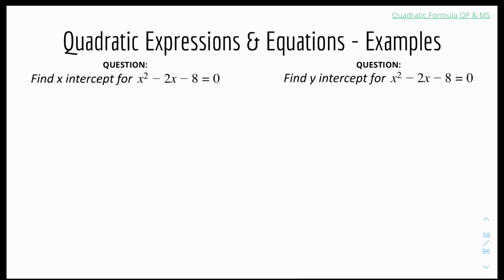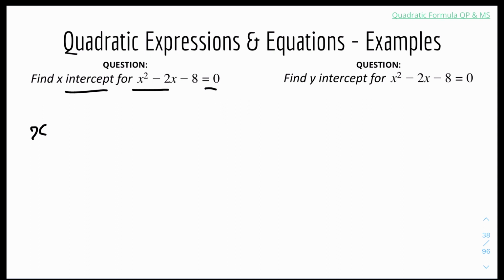And then moving on, we have some examples. Find the x-intercept for x squared minus 2x minus 8. So we know that the x-intercept is basically the root of the equation. Because if this is a graph, these are the x-intercepts which are basically the roots. So we already have this equals 0, so you basically just have to factorize this equation.